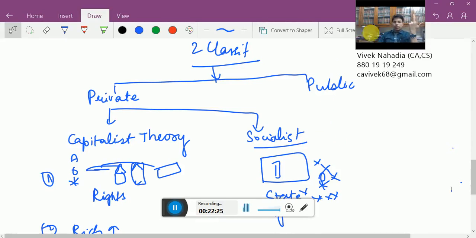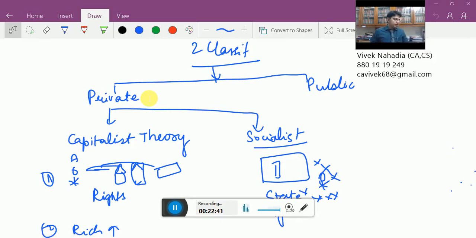Now let's talk about, suppose there is a private property and the state acquires it. Then how? So, acquisition of private properties. If the state acquires the private properties for public purpose, it can acquire them by paying compensation under the Land Acquisition Act. This is a very common point that we are discussing now.